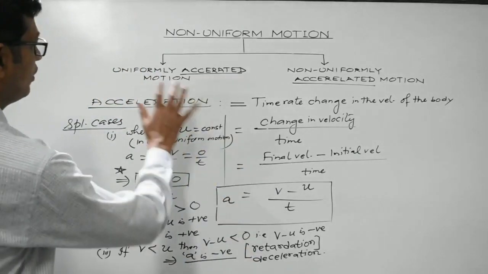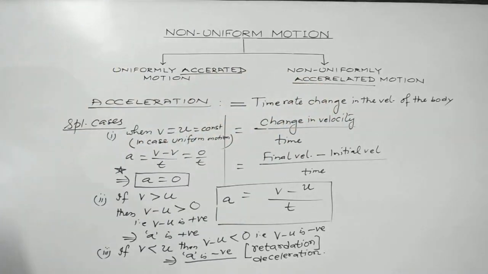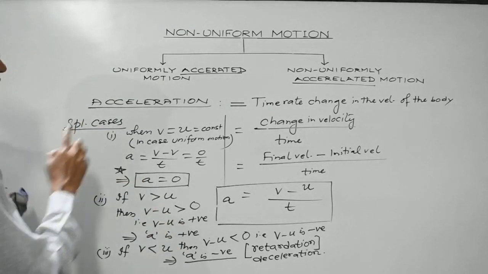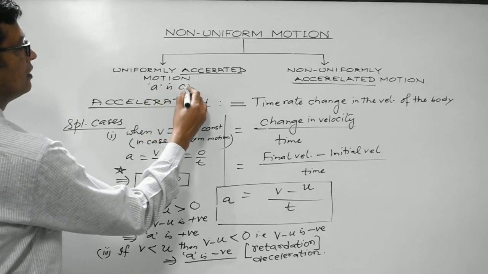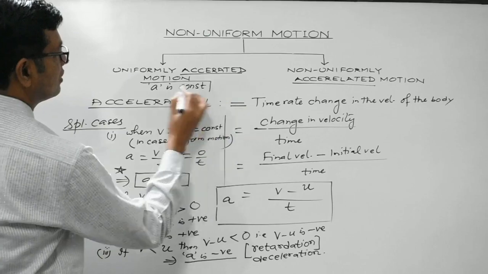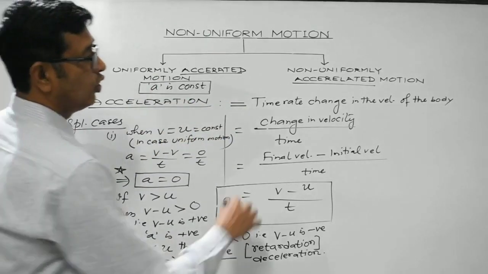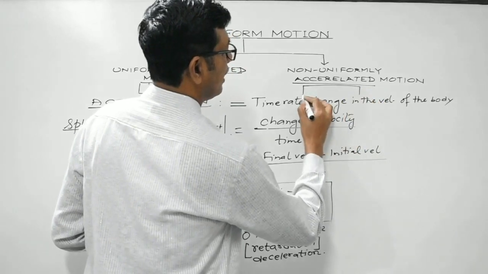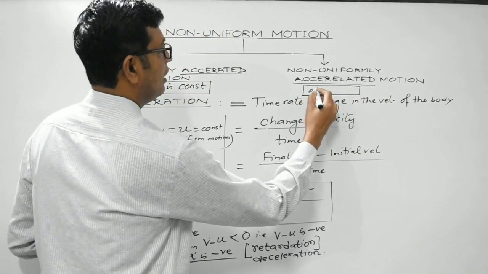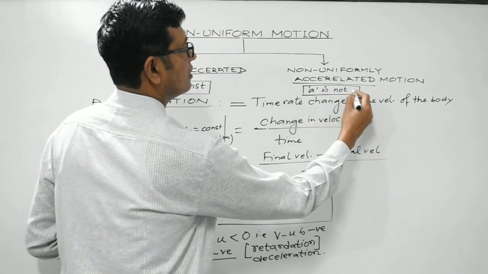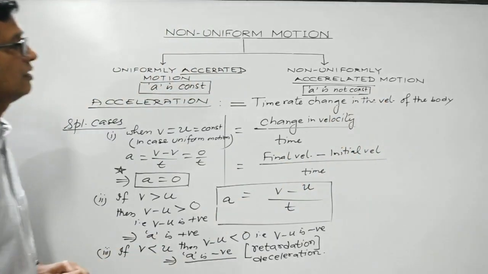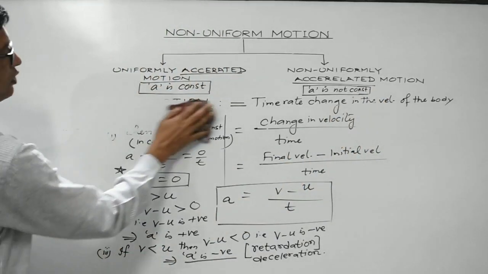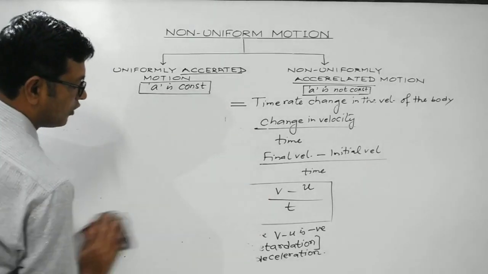Clear? Now we can come to these particular topics. Uniformly accelerated motion and then non-uniformly accelerated motion. In the case of uniformly accelerated motion, A is constant. Acceleration is constant. While in the case of non-uniformly accelerated motion, A is not constant. It varies. This is the basic difference between uniformly accelerated motion and non-uniformly accelerated motion.